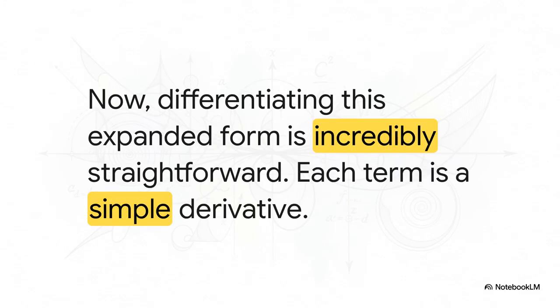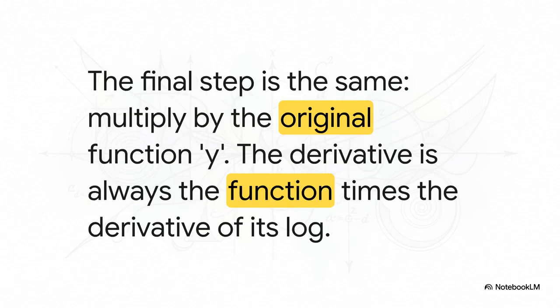And now differentiating this? It's like night and day. Instead of that quotient rule nightmare, we're just zipping through, taking a few really simple derivatives, one term at a time. This is the real power of simplifying your problem before you even start calculus. So, the final move is exactly what we've been doing. We just multiply that whole result by the original function y. It's a clear pattern. The answer is always the original function times the derivative of its natural log.